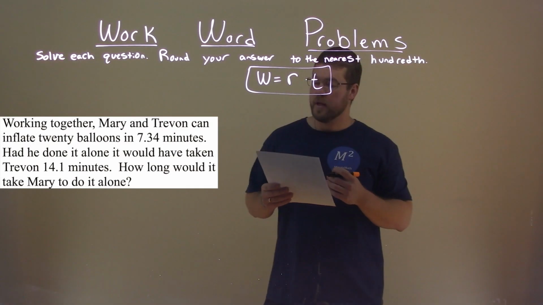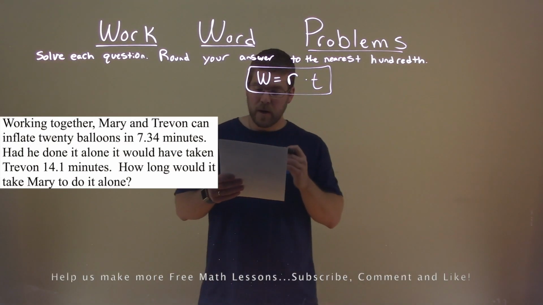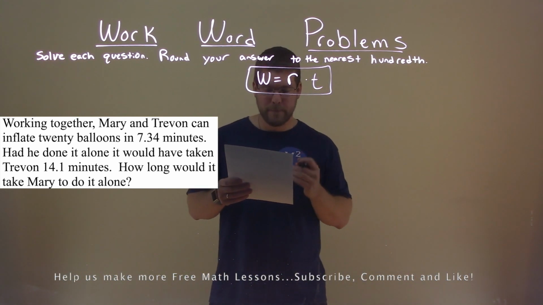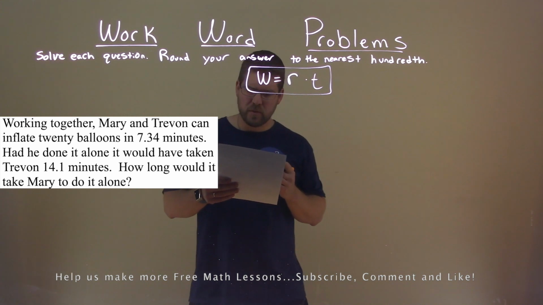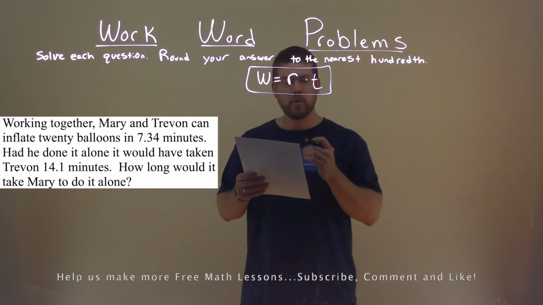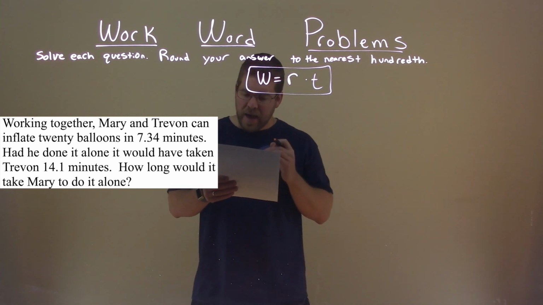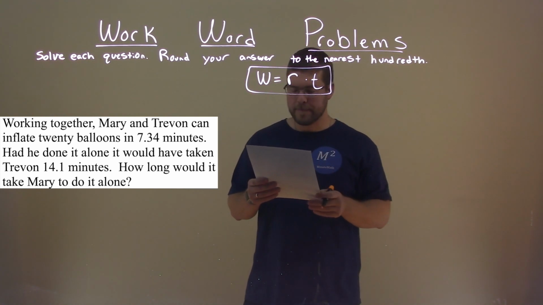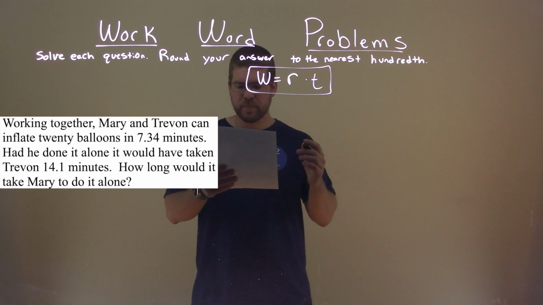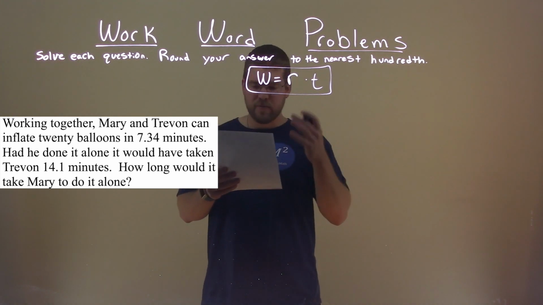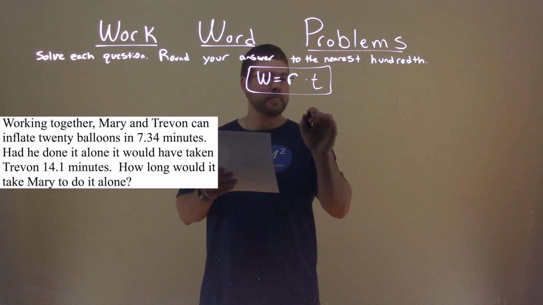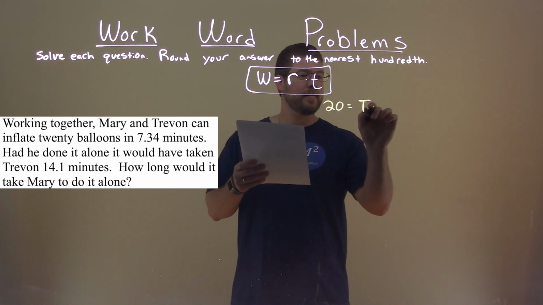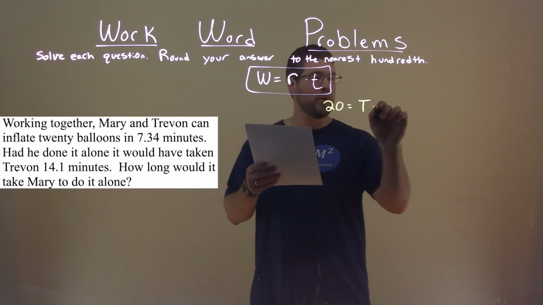We're given this problem right here. Working together, Mary and Trayvon can inflate 20 balloons in 7.34 minutes. Had he done it alone, it would have taken Trayvon 14.1 minutes. How long would it take Mary to do it alone? Okay, so let's write down what we know. We know the work of inflating 20 balloons is equal to Trayvon's rate times 14.1 minutes.